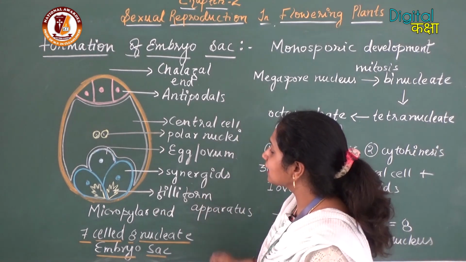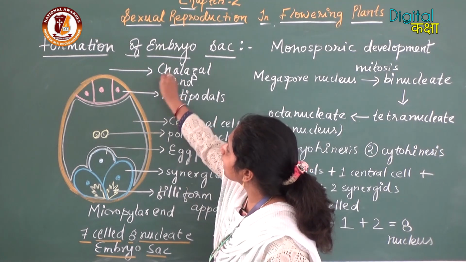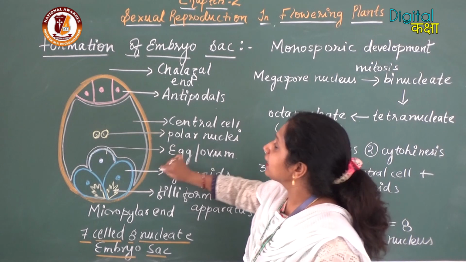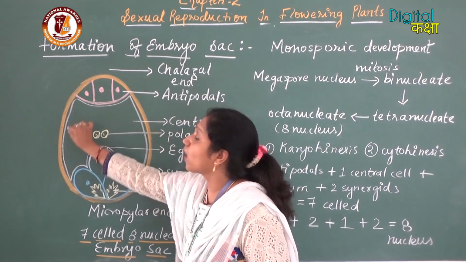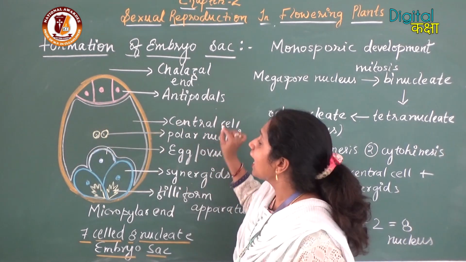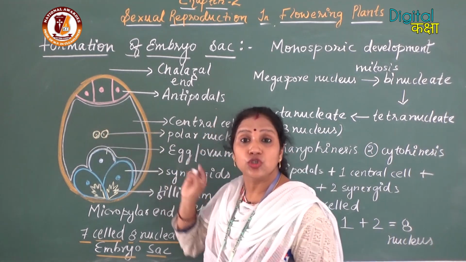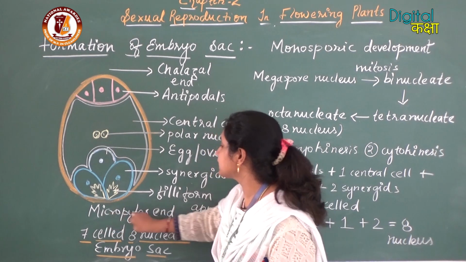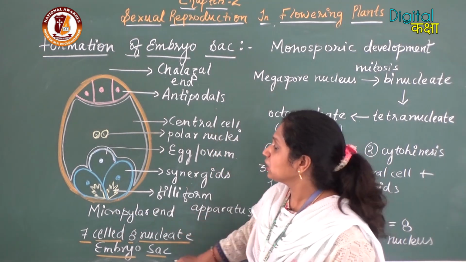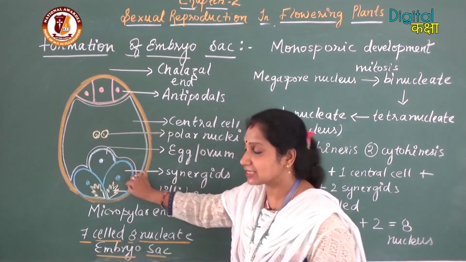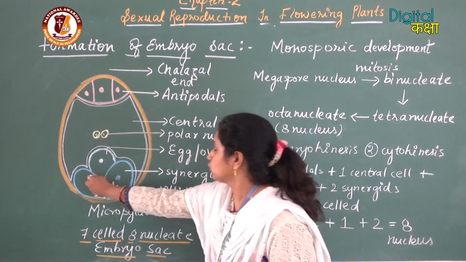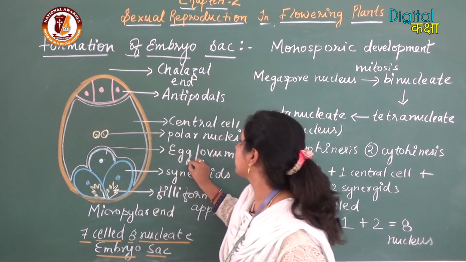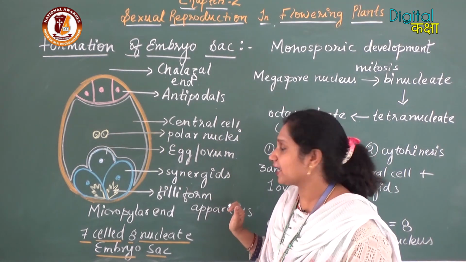So we can see that at the chalazal end 1, 2 and 3 antipodals are there. In the center you can see one big central cell, and in the central cell 2 polar nuclei are there. And towards the micropylar end you can see 3 cells, out of which 2 synergids are there, and in the center 1 egg or the ovum is there.